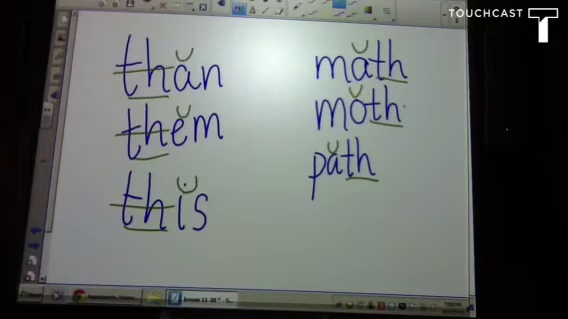What digraphs have we learned so far? TH. Good. That's all I remember. What did we learn about yesterday? I forgot. What could you use it in a word? Like duck. CK. Good, CK. There you go.